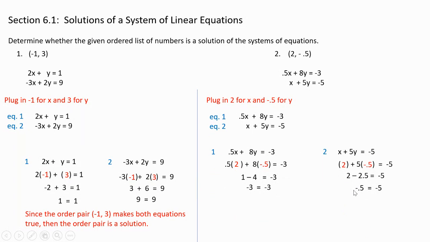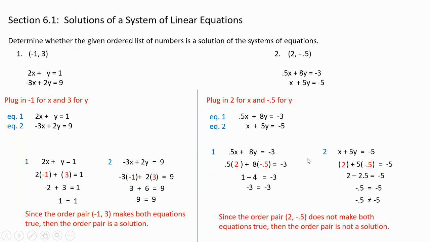If you notice, guys, on the left side, we get -0.5, but on the right side, we get -5. So this is not true, right? So that means that this point, 2, -0.5, is not a solution to the system of equations. So that's not a solution. Number one, it's yes, and number 2, it's no.